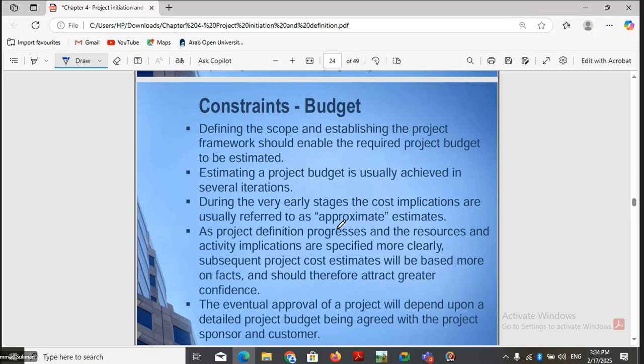Then the budget. The budget is also very important. Estimating the budget at project initiation and definition is very important. The cost estimation or budget estimation is usually achieved in several iterations. During the early stage, we speak of an approximate cost or approximate estimate. But after we define and initiate the project, we know what activities are to be done, what resources are to be used, and how many days the project will take. We can go to a more specific and clearer budget after the planning and initiation phase.